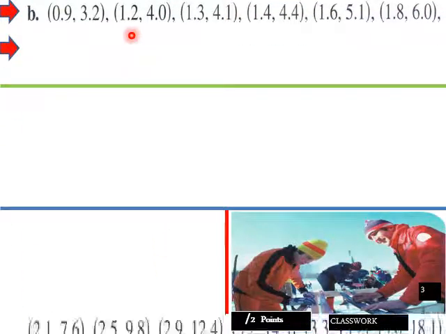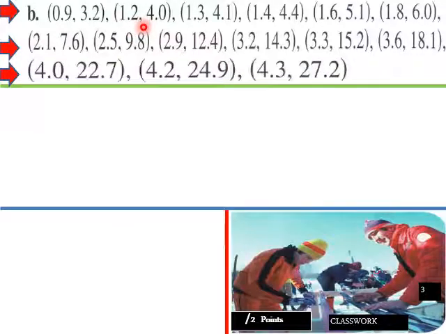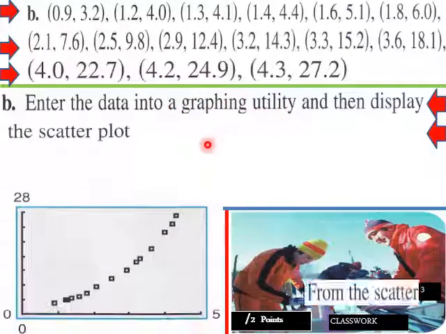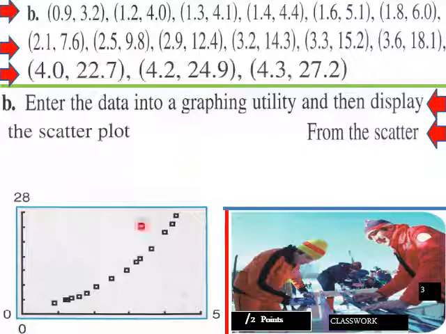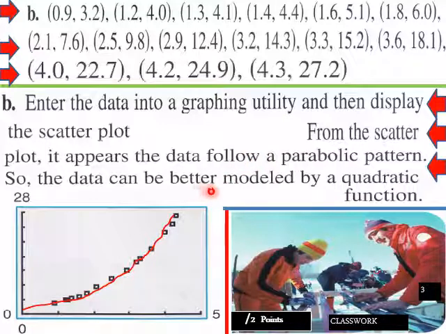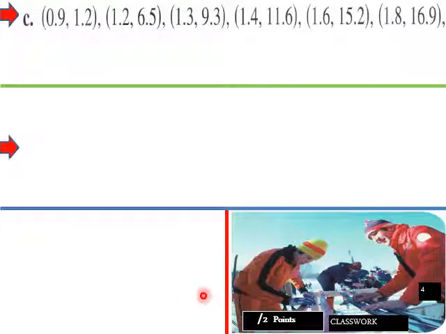So we've got B here. This is another set of data. Enter the data into a graphing utility and then display the scatter plot. When you display this bunch of points here, you get this. From the scatter plot, it appears the data follow a parabolic pattern, so the data can be better modeled by a quadratic function. This looks like half of a parabola, so it will be a form of a quadratic function.